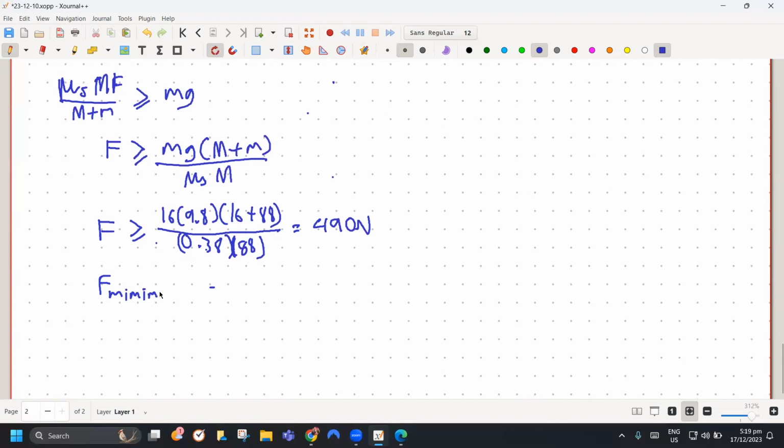Minimum. Okay, so yung minimum force na i-apply dapat 490 newtons. Okay, ngayon for curiosity sake din lang, anong acceleration yan? When that happens, what should the acceleration be?